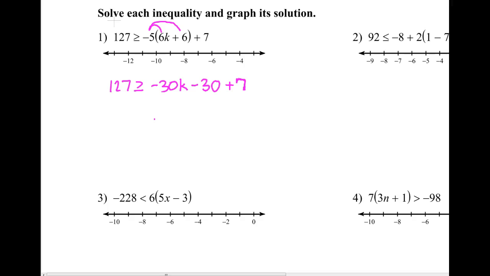This is how I like to do all the problems, is one step at a time, not trying to combine and rush through it. But if you ever see numbers or variables on the same side, combine those first. -30 plus 7. Notice how this is a -30, not 30. So you don't want to get 37, you'll get here -23. And just copy down everything else that you did not change.